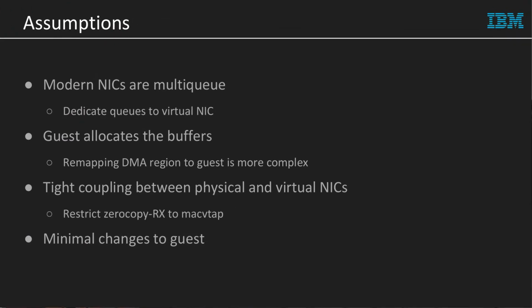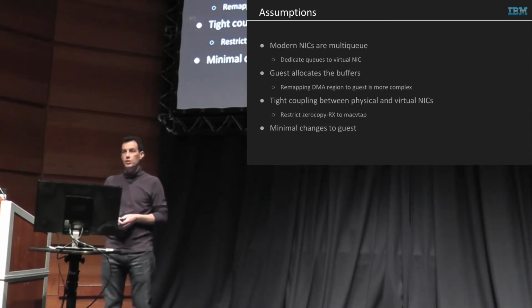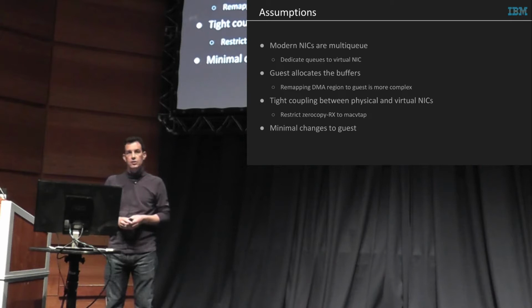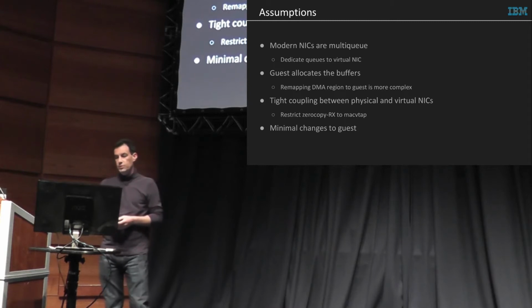We had several assumptions in our implementation. First of all, all modern NICs are multi-queue, so we can dedicate one or more physical queues to virtual queues. We checked different alternatives for who will be responsible for actual memory allocation. One way is to allocate memory in the device driver and then remap it back to the guest. But this option seems to be much more complex than making the guest allocate the memory and then pass it down to the device.